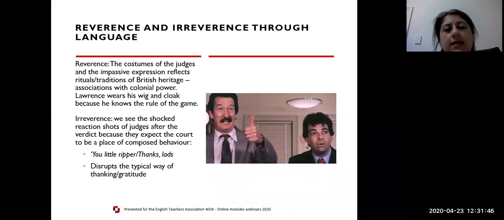Lastly, we see the conversation at the very end when Daryl does win his case, and it's not necessarily being rude, but it is showing an irreverent attitude to the manners or the rituals or the customs of the court place, when he basically turns to them and says, "You little ripper, thanks lads," approaching the judges in a very colloquial way. And the reaction shot of the judges shows that. But again, that's just something that makes Daryl more likeable and more Australian, more down to earth in that concept.